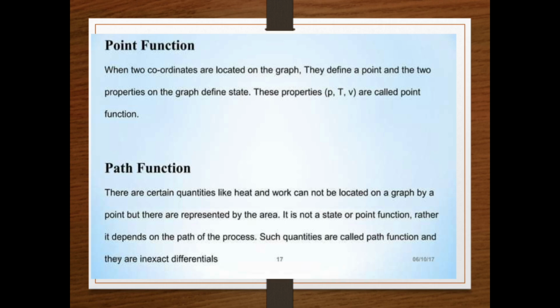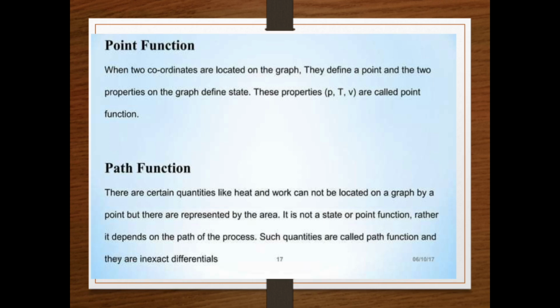Point function. What is meant by point function? When two coordinates are located on the graph, they define a point, and the two properties on the graph define a state. These corresponding properties, pressure, temperature, volume, are called point functions.